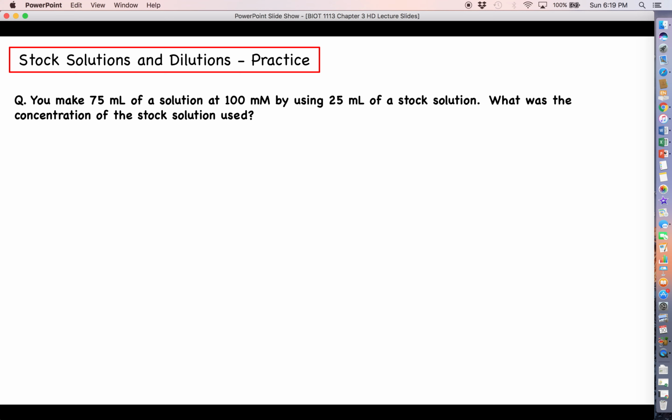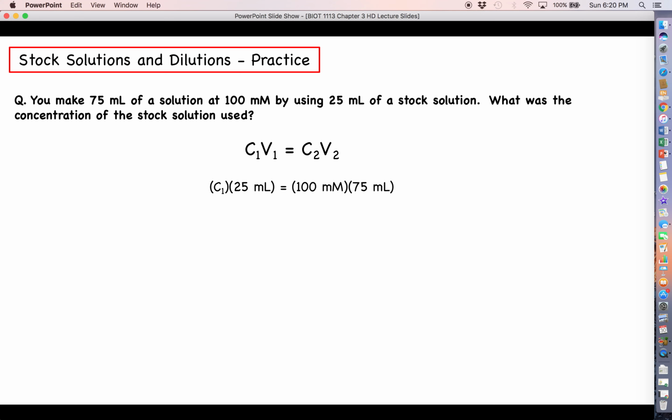So we're going to use the same equation here, but what we're looking for and what we know is a little bit different than what we saw in the previous example. So again, we are going to use C1V1 equals C2V2, but our arrangement here is going to be a little bit different. This time we know everything except what was the concentration of the stock solution that we started with.